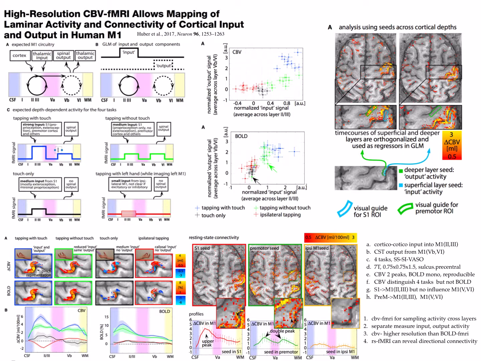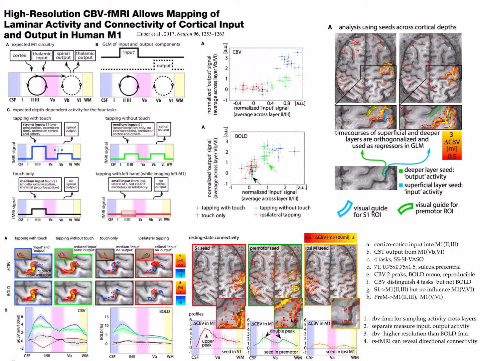The last one is tapping with the left hand, that is the contralateral hand. That means your contralateral M1 will be activated, and that area can send some signal to your left M1. After using these 4 tasks, we do the measurement for each task, highlighted in different colors. With CBV, we can see the blue curve, that is for tapping with touch. You see there are 2 peaks, in both layer 2, 3 and layer 5, 6.